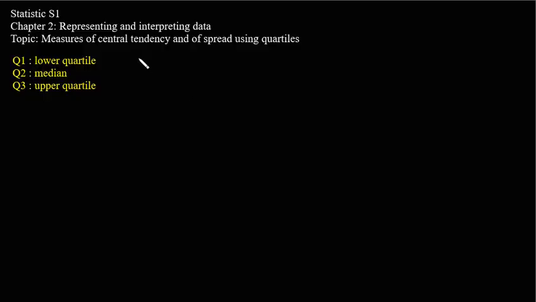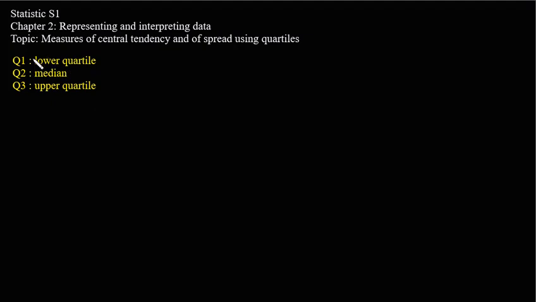Welcome back to Statistics 1, Chapter 2, Representing and Interpreting Data. Topic: measures of central tendency and spread using quartiles. So we will get to know three more terms: the lower quartile, the median, and the upper quartile.